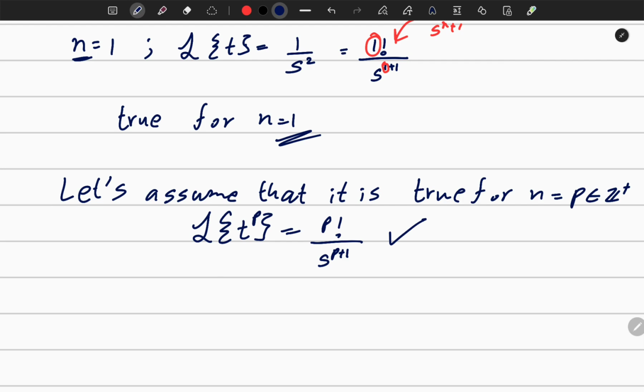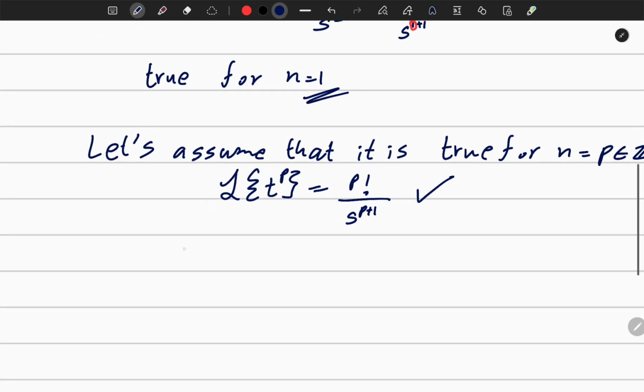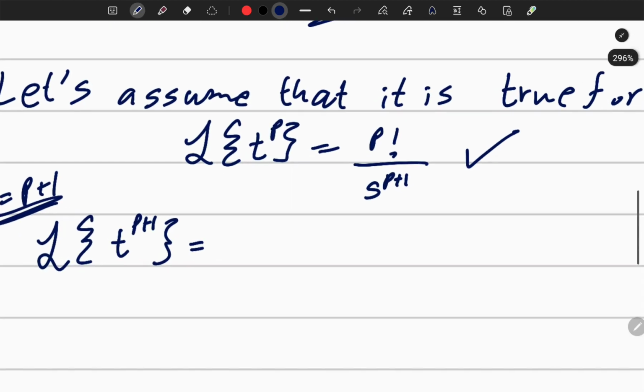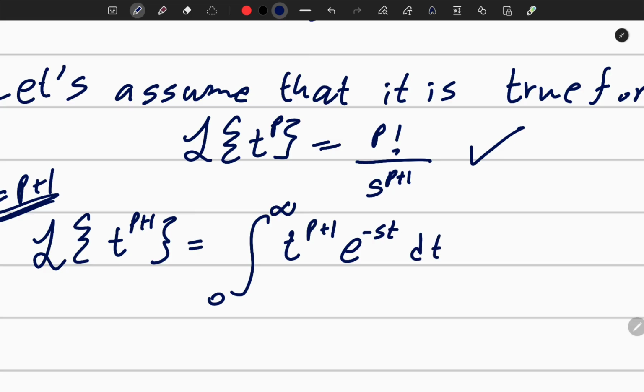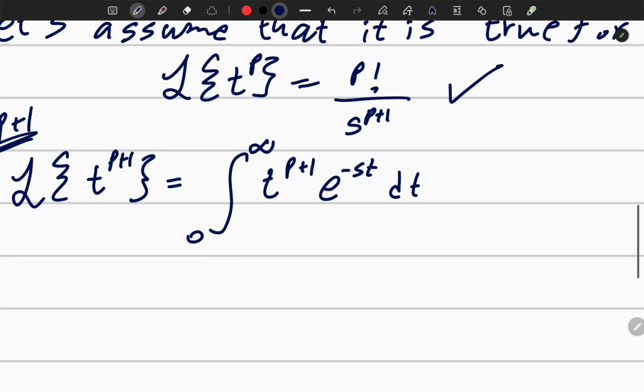Now I am going to find whether this is true for n equals p plus 1 as well. So the Laplace transformation of t to the p plus 1. Now I have to find this one. I am going back to the basics: the integral from 0 to infinity of t to the p plus 1 times e to the minus st dt.